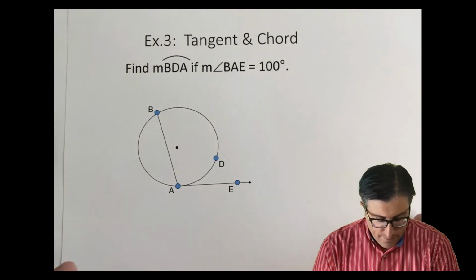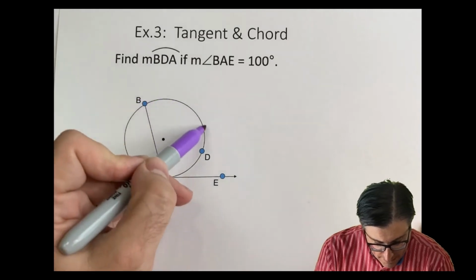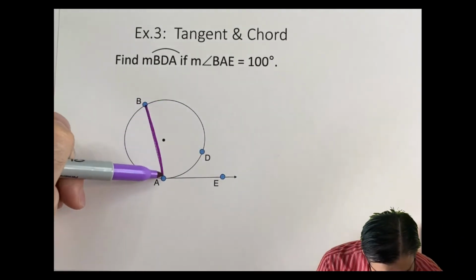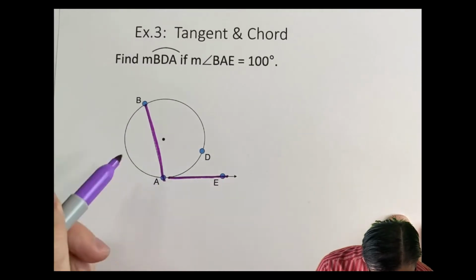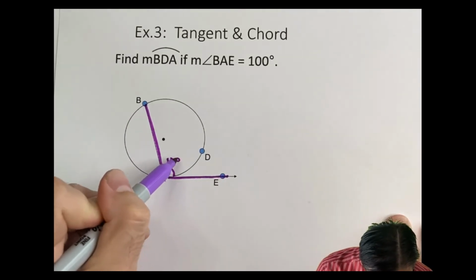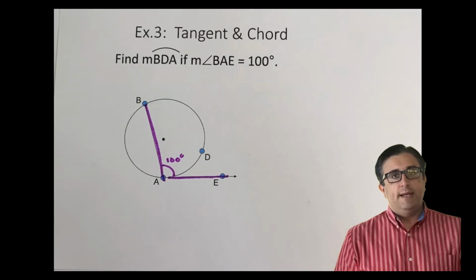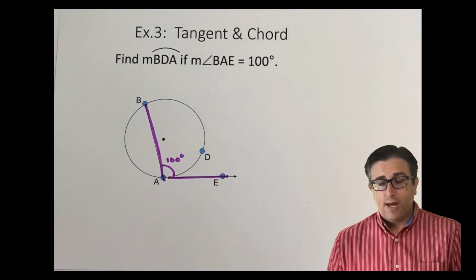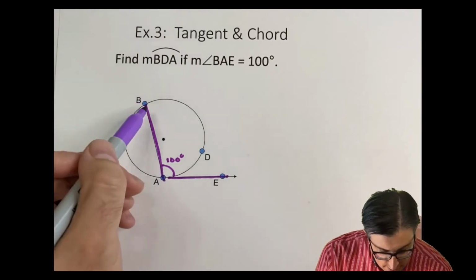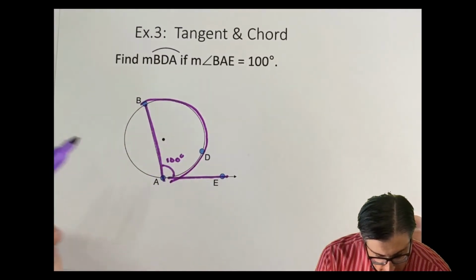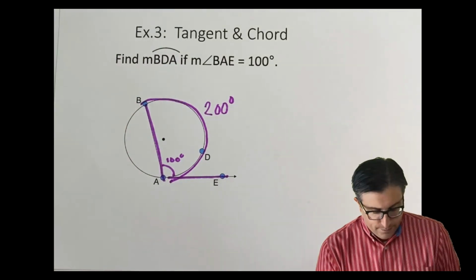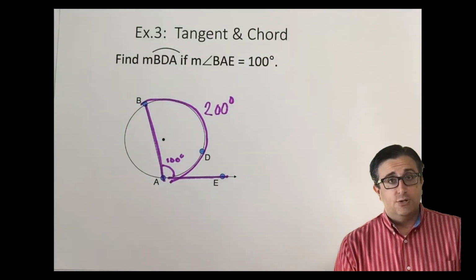Example number 3 wants us to find arc BDA, knowing that angle BA is 100 degrees. This angle is 100 degrees, and we know that inscribed angles are always half the arc that they create. So if this is 100 degrees, the arc that's created is 200 degrees. Hopefully that was an easier example. Let's move on to example 4.